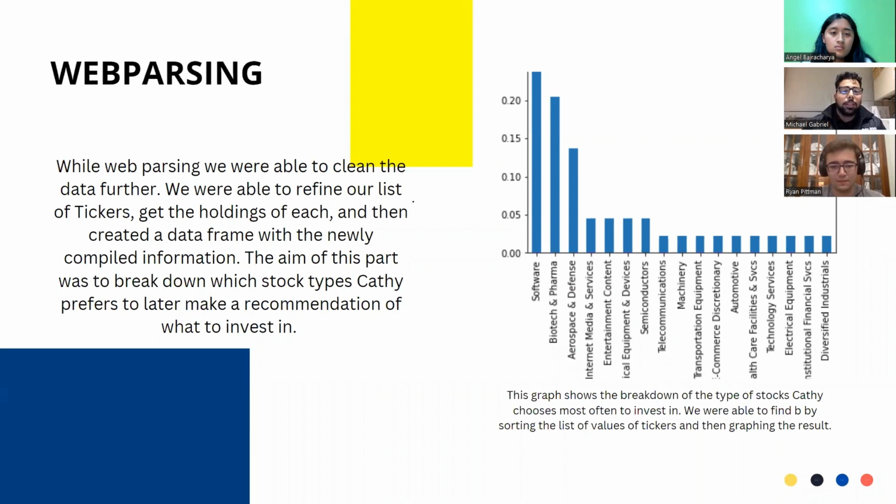Web scraping, or web parsing, is a process of collecting and parsing through raw data, oftentimes from the web, in order to create a more refined and useful list. While web parsing, we were able to clean the data, we were able to refine our list of tickers, get the holdings of each, and then create a data frame with the newly compiled information. The aim of this part was to break down which stock types Kathy prefers to later make our recommendation on what to invest in.